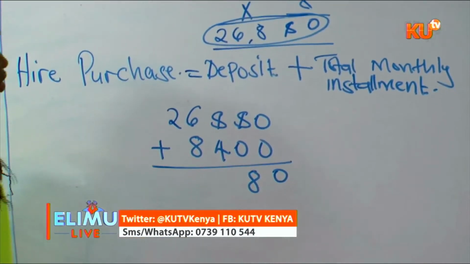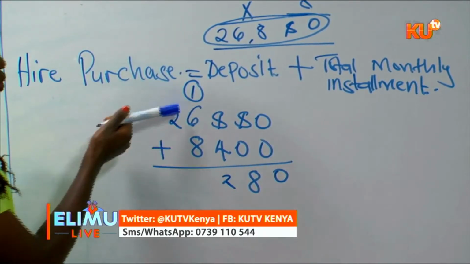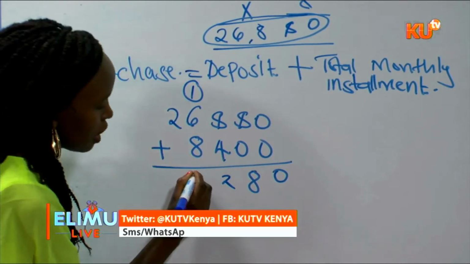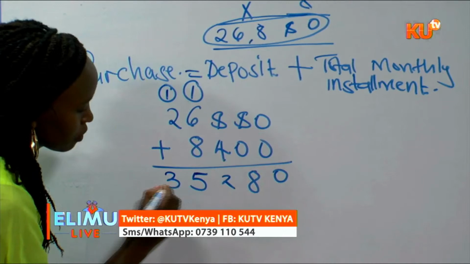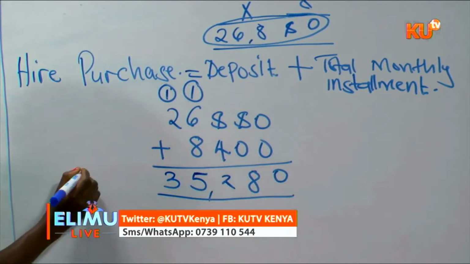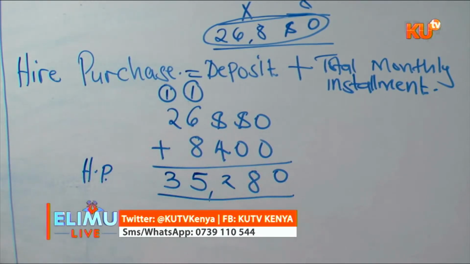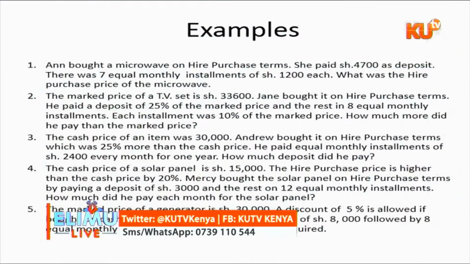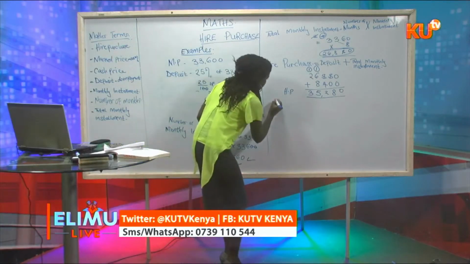8 plus 4 is 12. I carry 1. Remember to circle the carried figure so that you can remember to add. Then 1 plus 6 is 7. 7 plus 8, we get 15. I write 5. I carry 1 again. 1 plus 2 is 3. So our hire purchase price is 35,280. Now from there, we can look at our question. The question was, how much more did he pay than the marked price? How much more was the hire purchase compared to the marked price? I come and get the difference now.